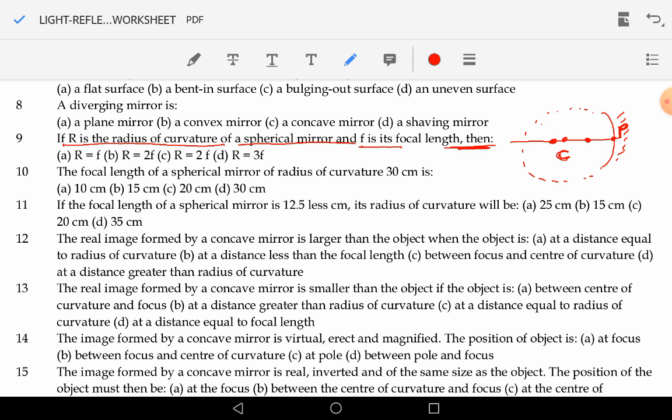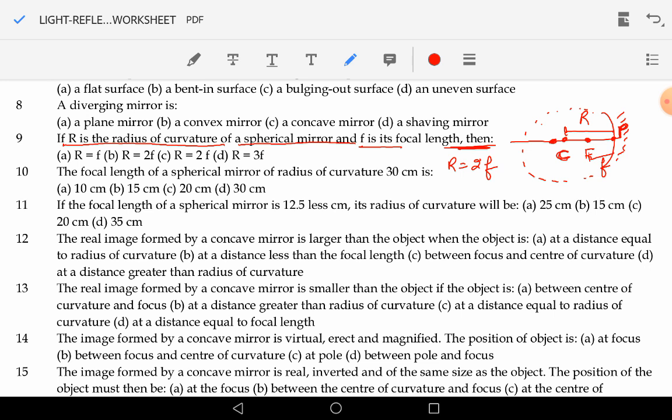And the pole and the center of curvature will give us the focus. The distance from the pole to the focus is called the focal length, and from the pole to the center of curvature is called the radius of curvature. So you can see over here that the radius is twice f, and they are asking that if r is the radius of curvature of a spherical mirror and f is the focal length, then we have to pick which one is correct.